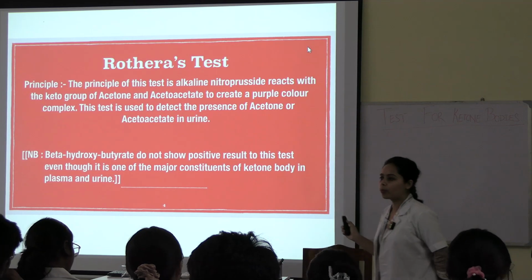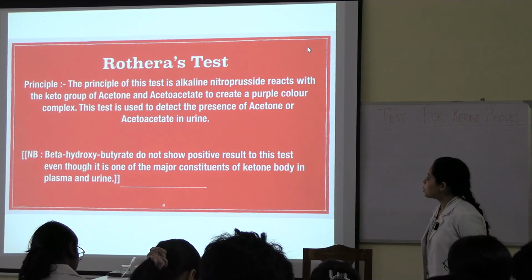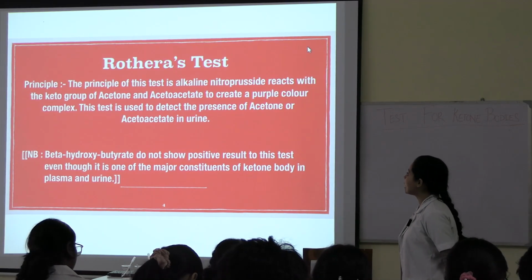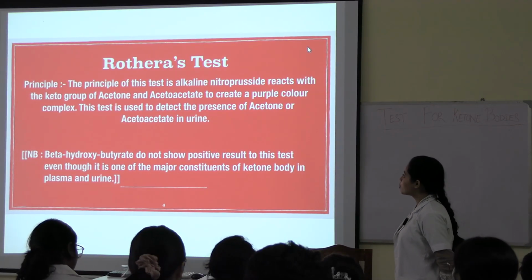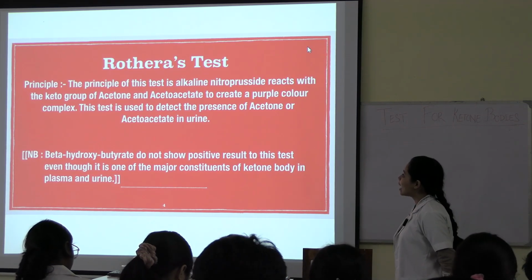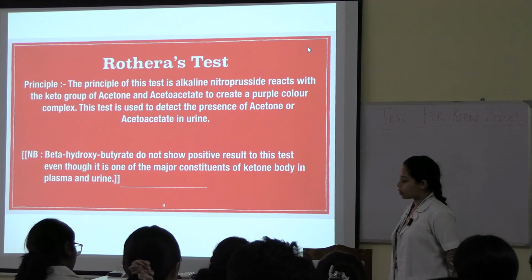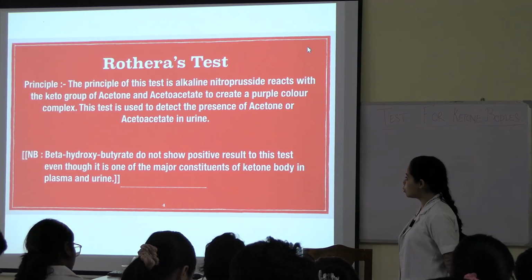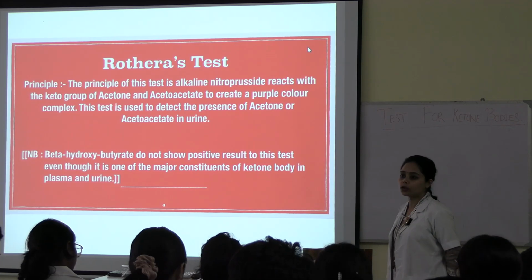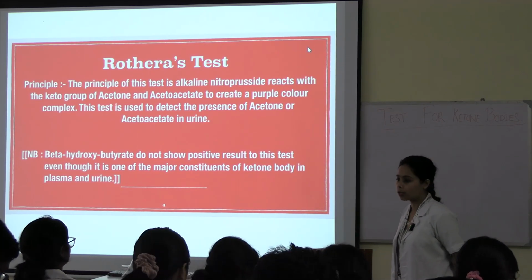So this is our topic proper, Rothera's test. The principle of this test is alkaline nitroprusside reacts with the keto group of acetone and acetoacetate to create a purple colored complex. This test is used to detect the presence of acetone or acetoacetate in urine. As I said, Rothera's gives us positive for acetone and acetoacetate.